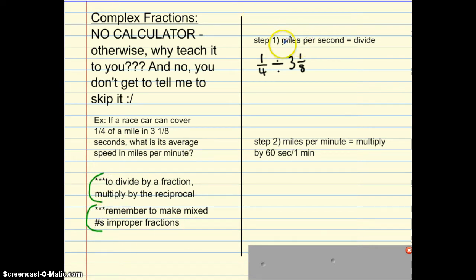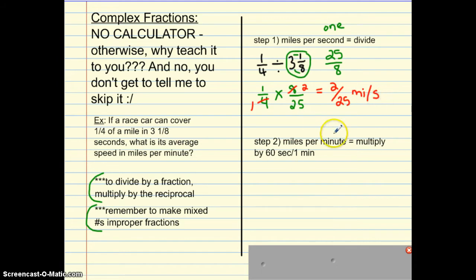So the first thing that we're going to do is we're going to get miles per 1 second. So we're going to divide. This first piece here, 3 1/8, is actually, if I multiply and then add, 25 over 8. So then the first one stays the same. We will multiply by the reciprocal 8 over 25. And when I do that, my 4 simplifies to 1, my 8 simplifies to 2, and what I have is 2 over 25 miles per second.